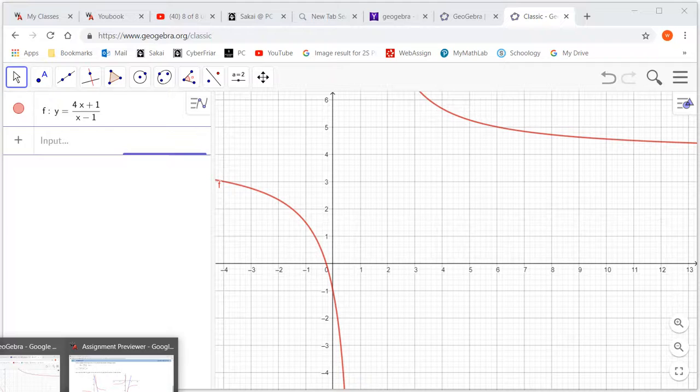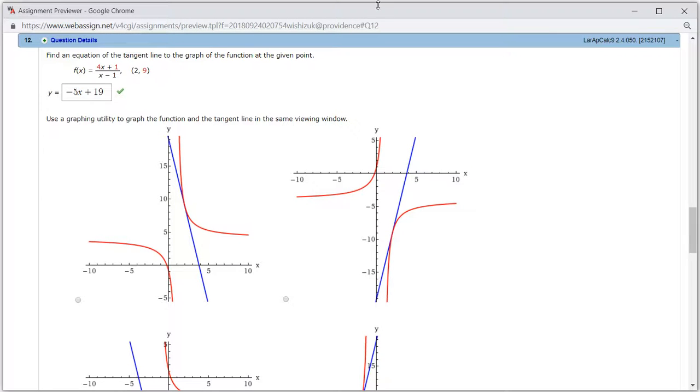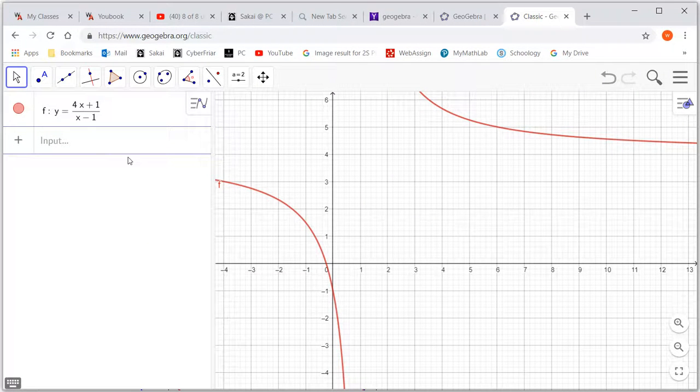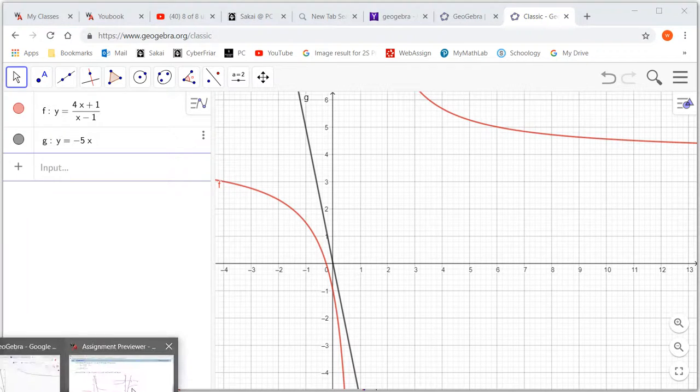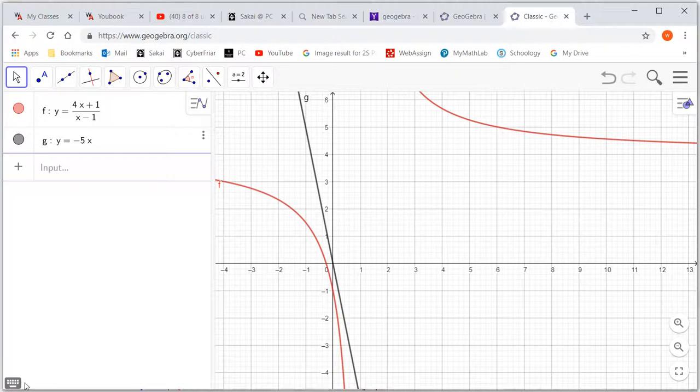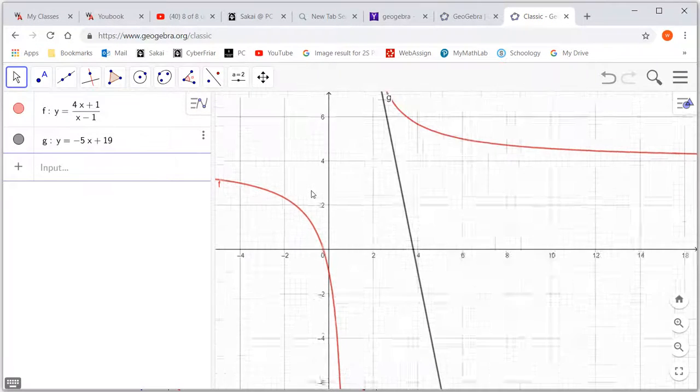Let's make sure I have that: 4x plus 1, x minus 1. I think we got that. And the equation of the tangent line was y equals negative 5x plus 19. So plus 19 here. Alright, so this is the picture.